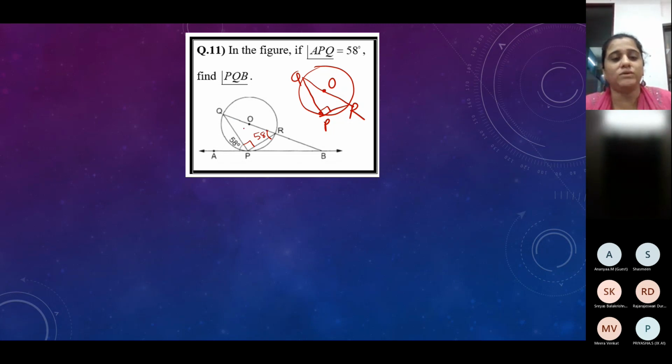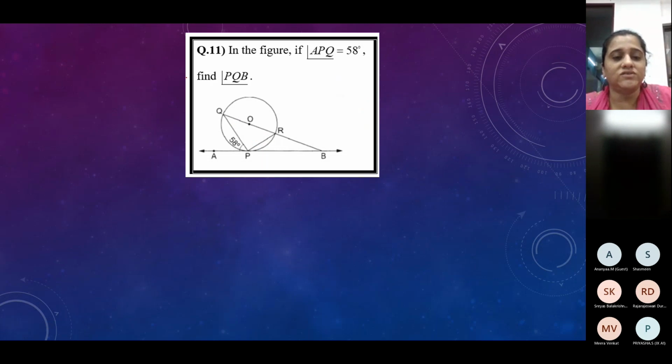Then how will you find PQB? PQB, this one. Angle sum property. Yeah, 32 degrees. Correct.